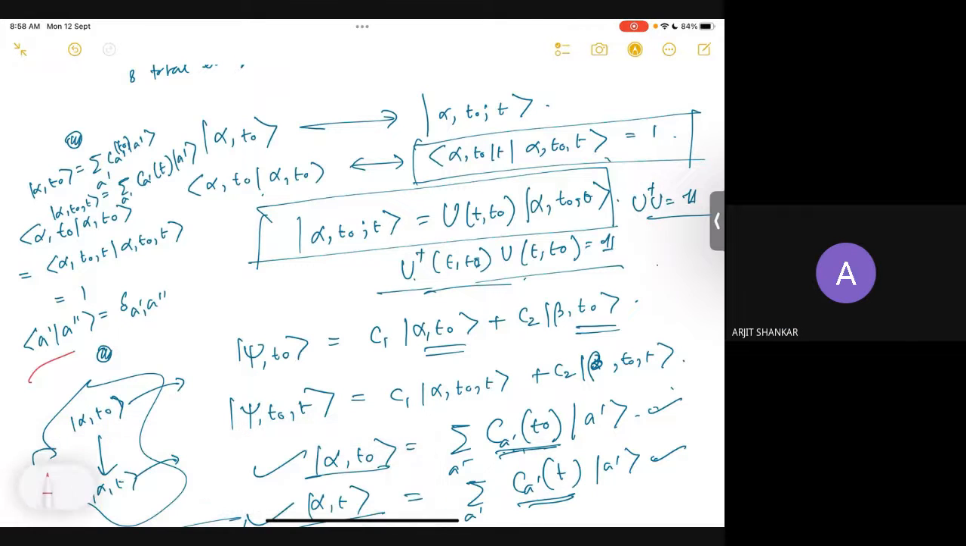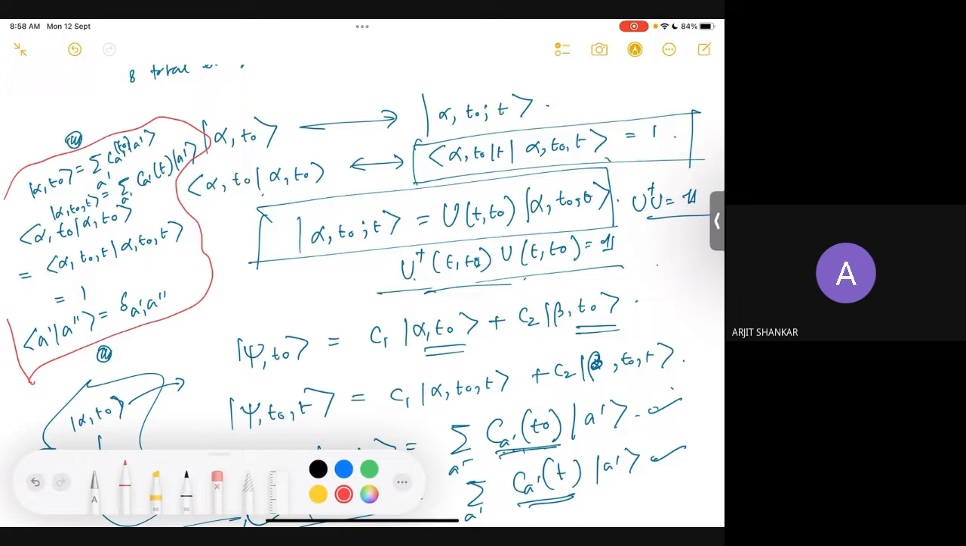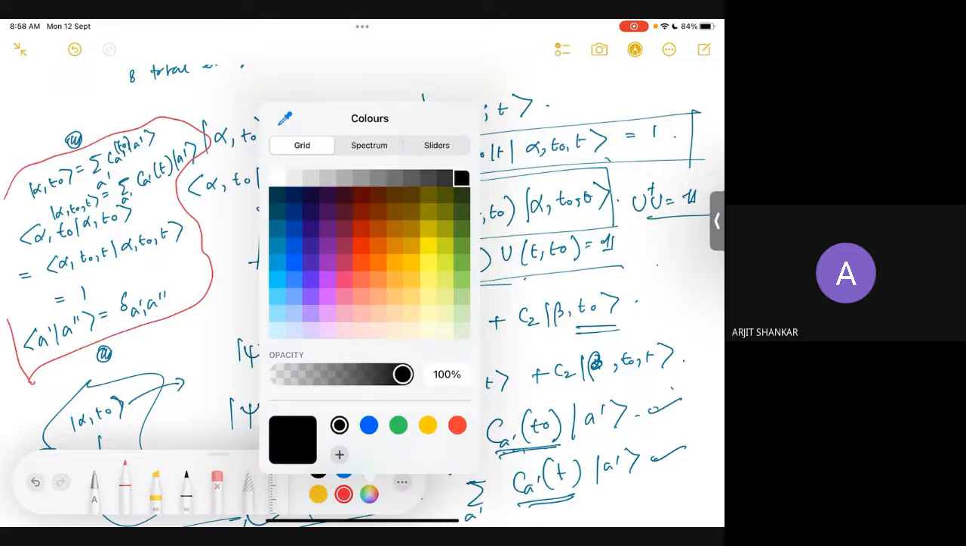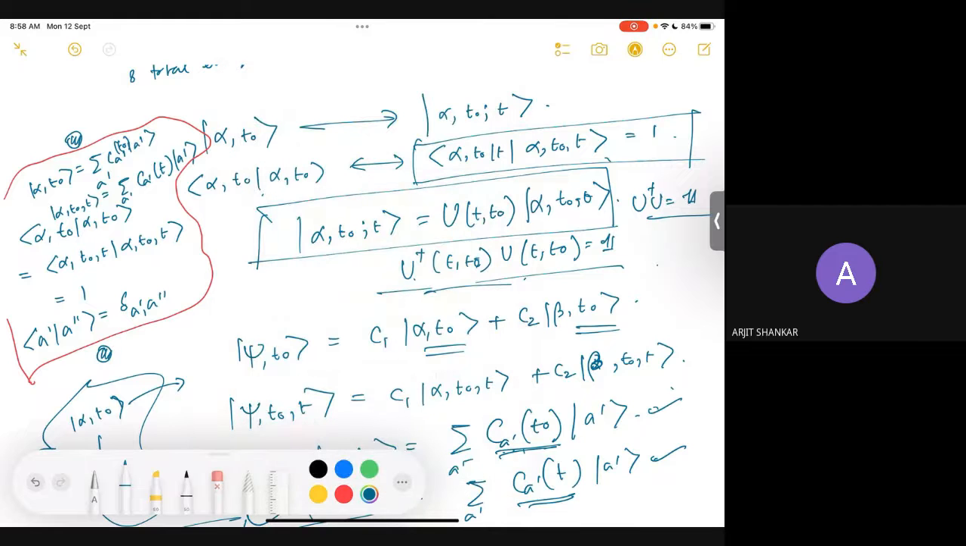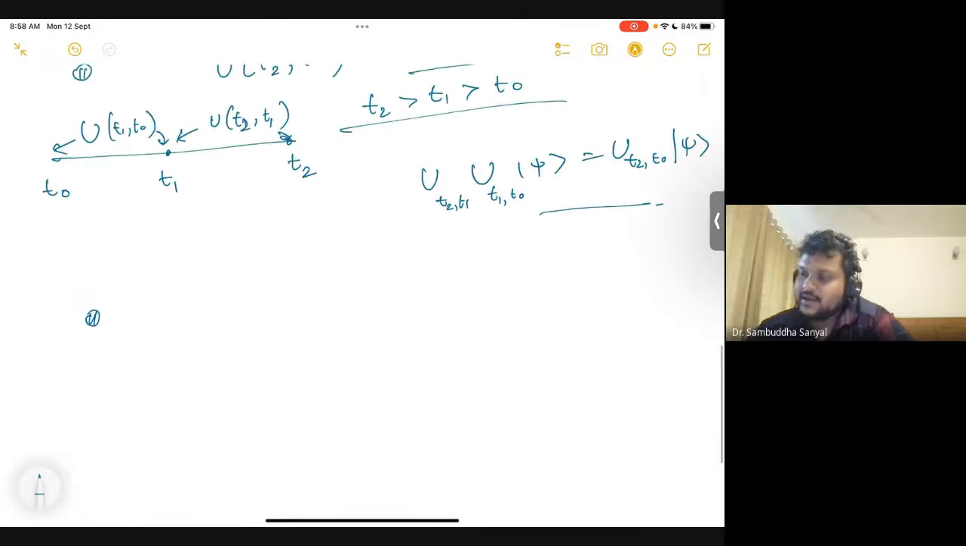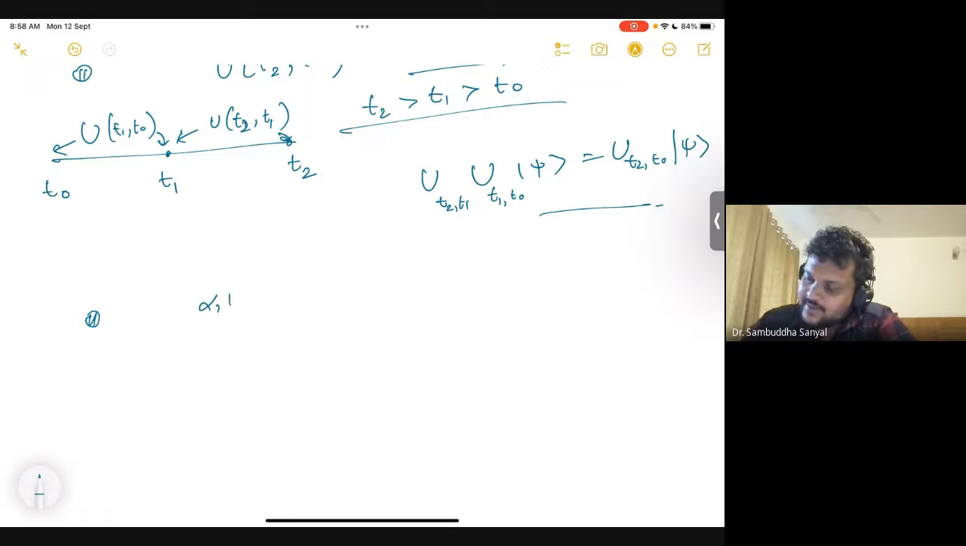Yes sir. Now both of them have A prime, so it will be equal, since it's equal to delta A prime A, like delta A prime A prime, so it would be equal to one. So the coefficients, the probability amplitudes, will have to be equal. That's why we have equated them. Okay, good.